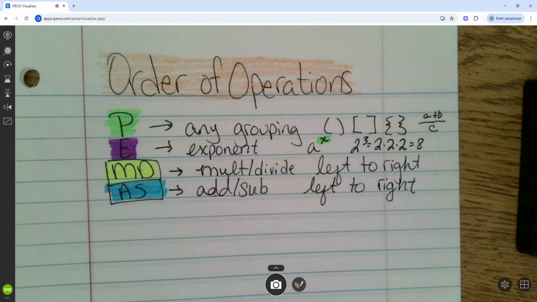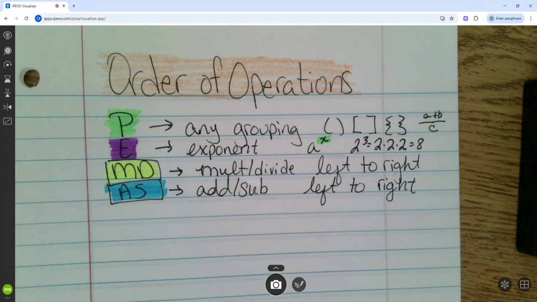Today we are going to review order of operations. Order of operations are the steps that it takes to solve an expression. So we start off usually using something like "Please Excuse My Dear Aunt Sally" to help us remember the order. The first one is P, which is parentheses, any grouping symbol.